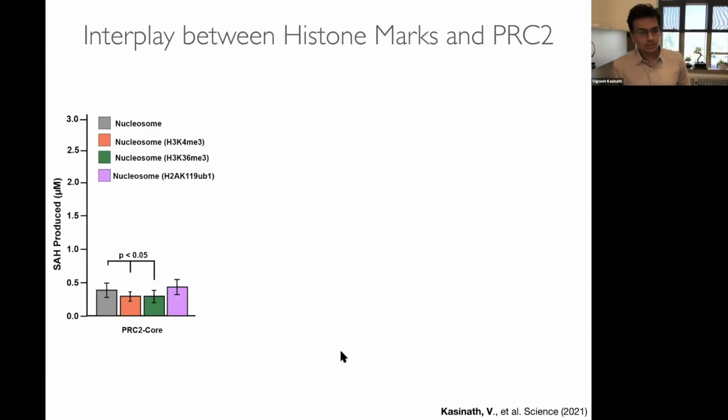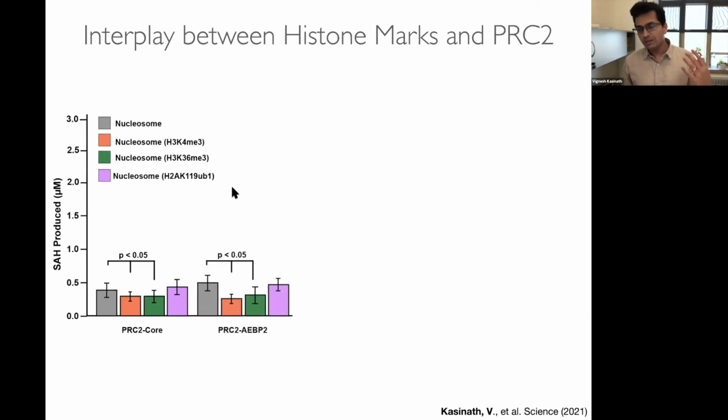What we found was similar to what had been observed before. The core PRC2 without cofactors is a very poor enzyme. Irrespective of what post-translational modification exists on the nucleosome, the activity of core PRC2 is really poor, and in the presence of K4 and K36 it's actually even worse. This had been observed before. When we have AEBP2 in our structure, remember AEBP2 plays the scaffolding role: it stabilizes the complex but doesn't activate it. We see something similar. On the unmodified nucleosome, the activity is still poor. There is still inhibition in the presence of K4 and K36, which we'll come to in a minute.